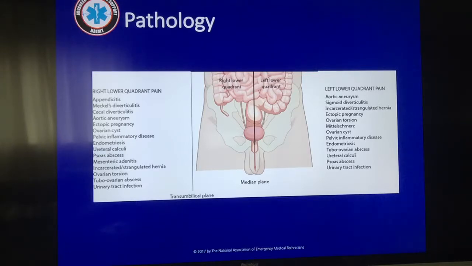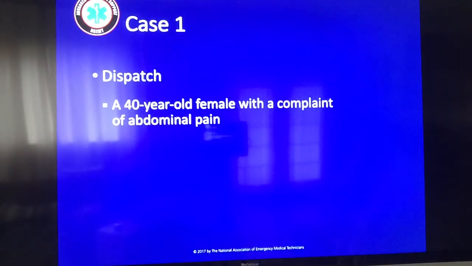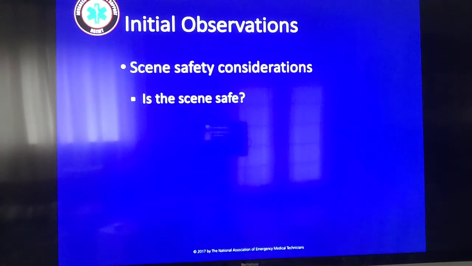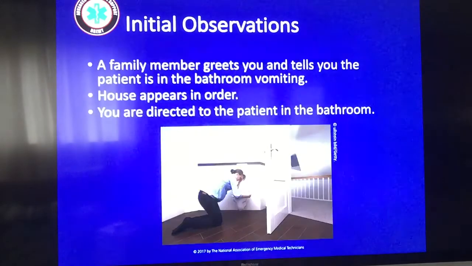Let's take a look at our first case and our dispatch. We're dispatched to a 40-year-old female with abdominal pain. She's definitely still within childbearing years. I'm not exactly sure where we're going as far as location, or the type of female, but all we know is that we have a very simple complaint from dispatch and the reporting party. We're going to use our AMLS pathway to keep us organized as we go through the case. Is the scene safe? As we roll up to the patient's house, we have to determine whether anything here is going to be an issue, decide what PPE we're going to take on, and move into our case.